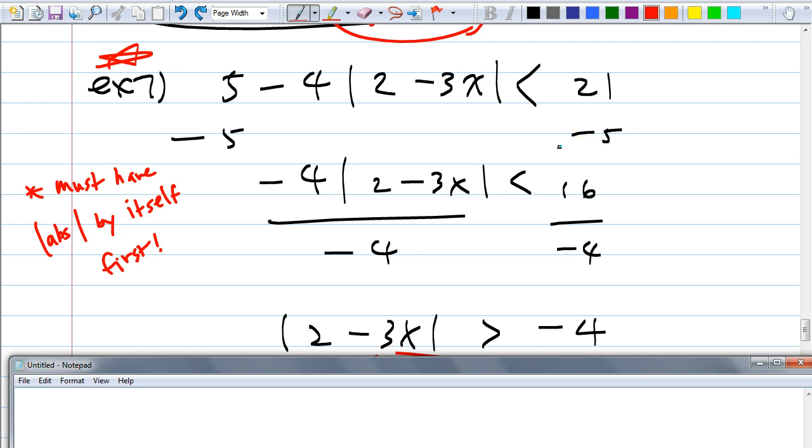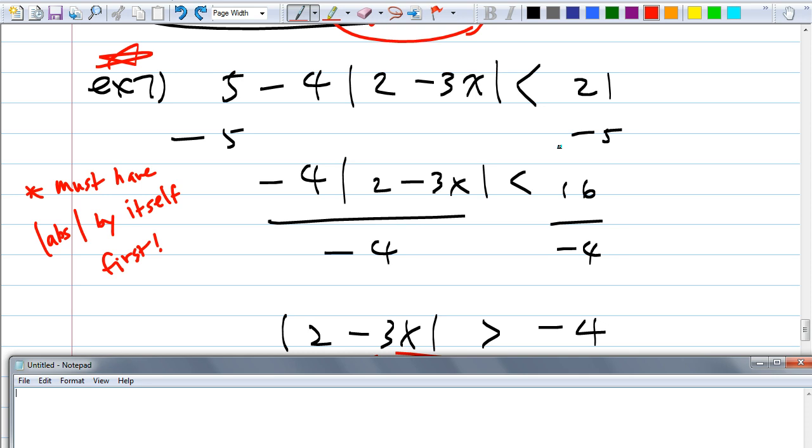Yeah? So when you do absolute value of 2 minus 3x is greater than negative 4, if you change it to positive 4, would you have to switch that inequality sign? You want to change that to positive 4? Right, very good. So let's write down the 2 equations.